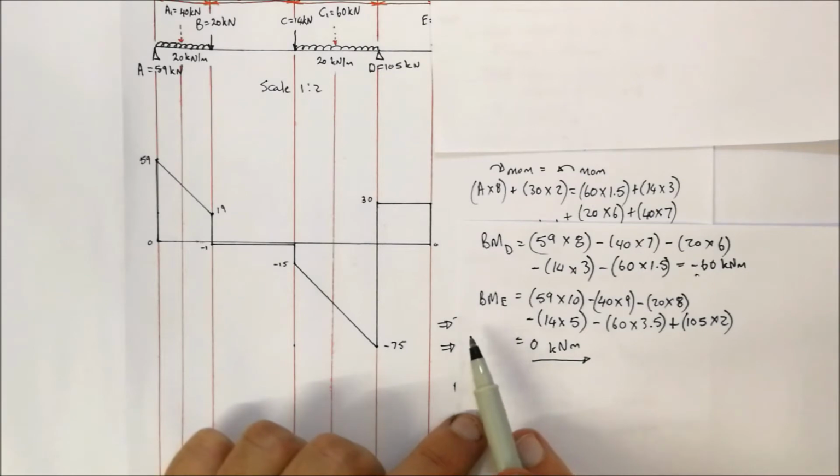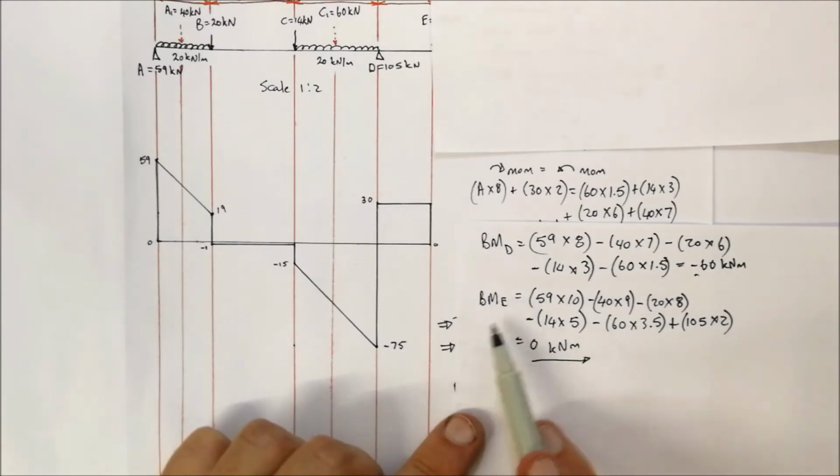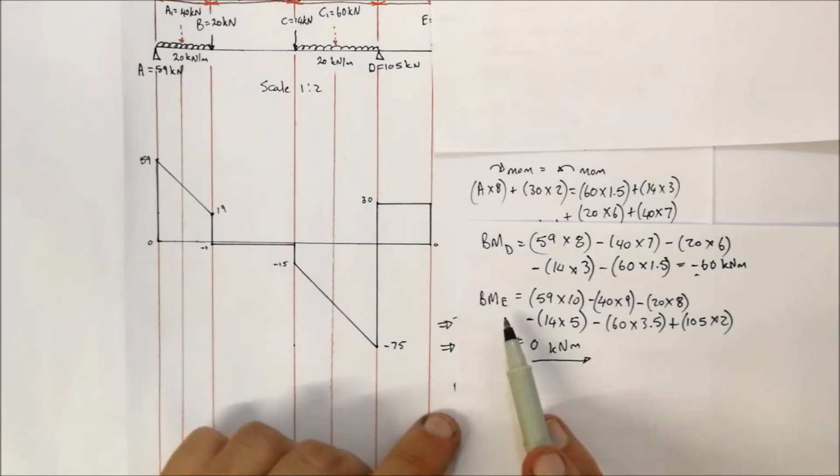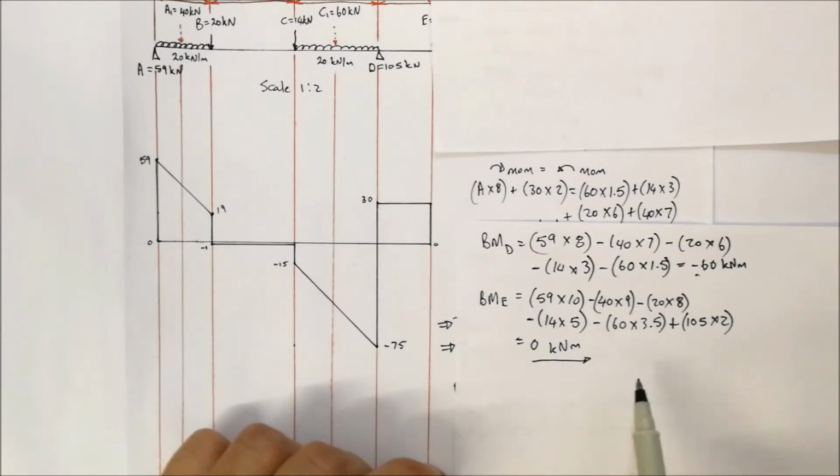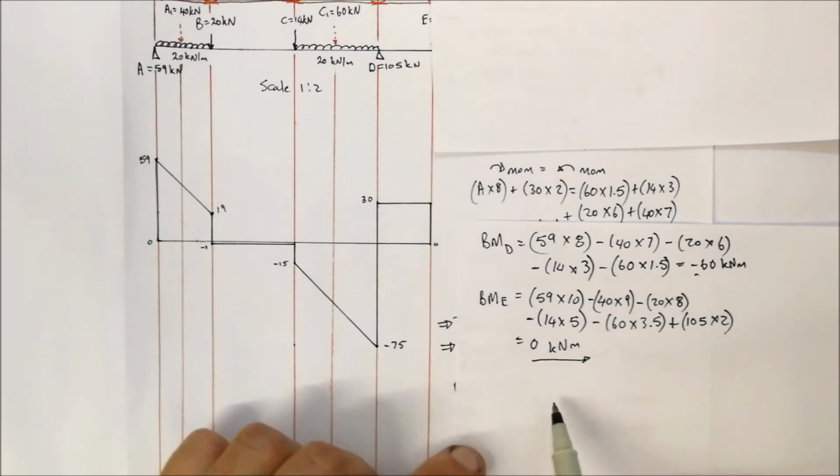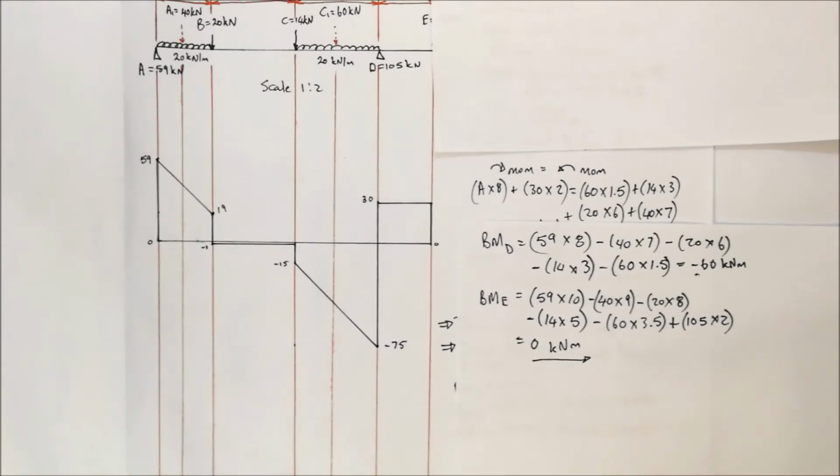For this step of calculating the bending moment for E, you might say, why should I even do it? It's always going to be 0 kilonewton meters. Be careful though, it's not always the case. There are some scenarios where this might not be the case, so it's always good to do the calculation every time.